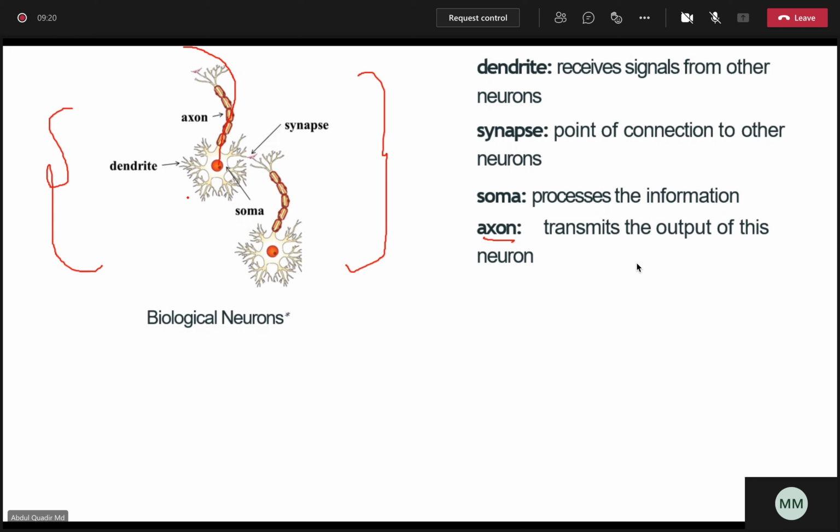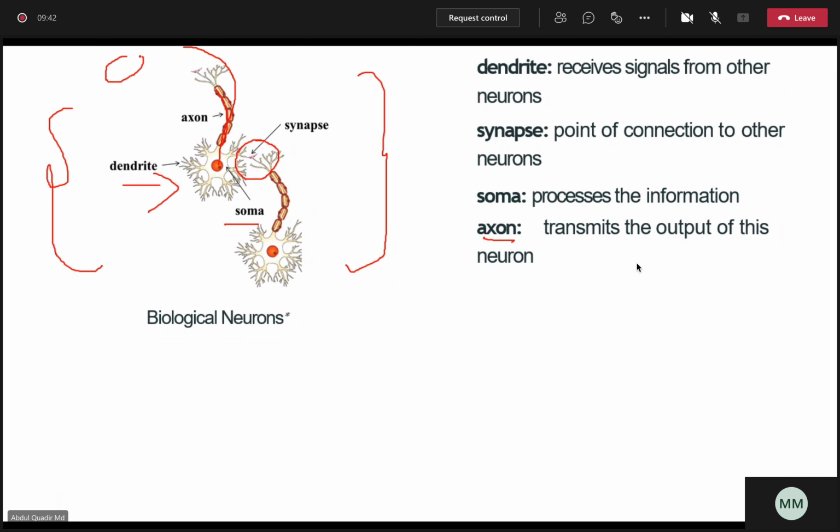Okay, so dendrite receives the signals. Soma is the one which processes the information. Synapse is the interconnection among the multiple neurons, and axon is the one which transmits the output.